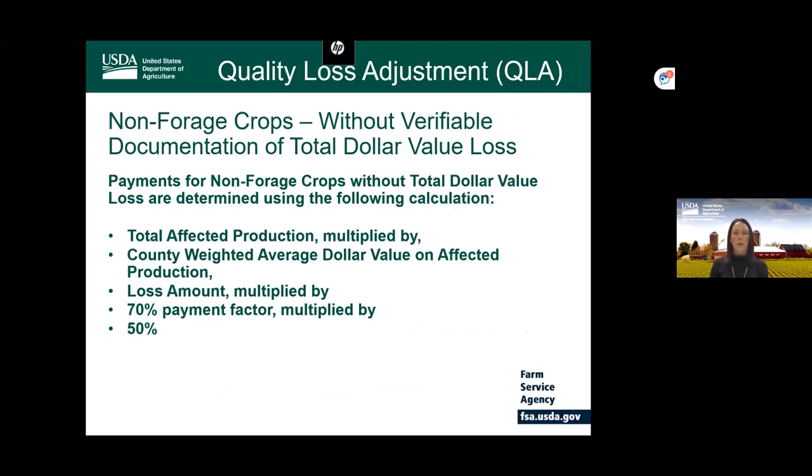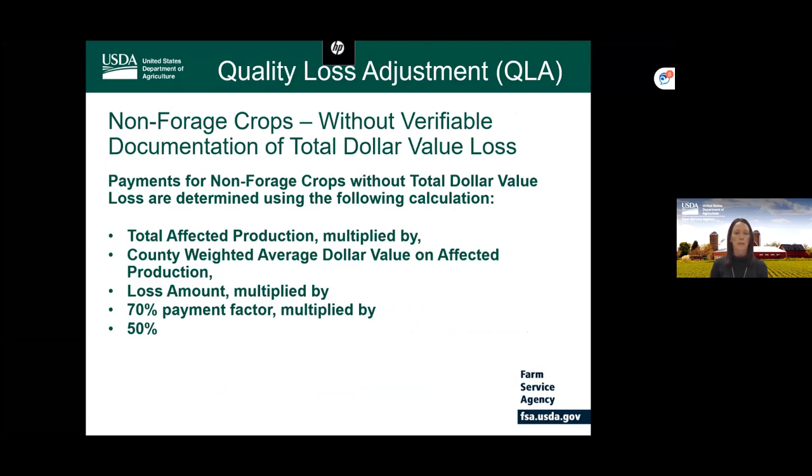Payments for non-forage crops without a total dollar value loss are determined using the following calculation. We'll have the total affected production multiplied by the county weighted average dollar value on affected production. That'll give us our loss amount. Once we figure that loss amount, we multiply that by the 70% factor, and then it'll be multiplied by an additional 50% factor.